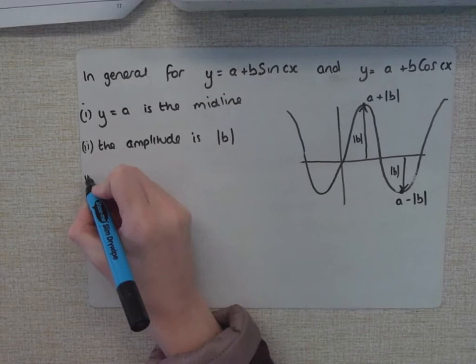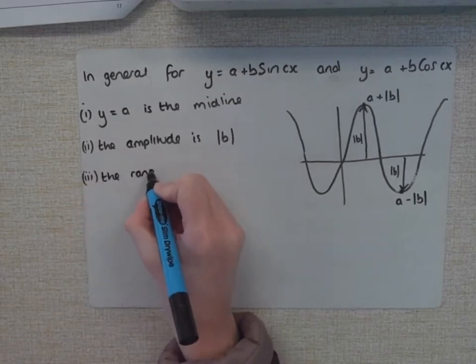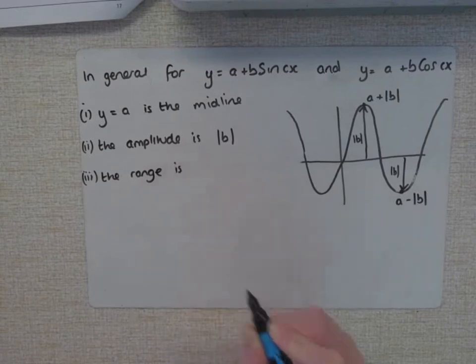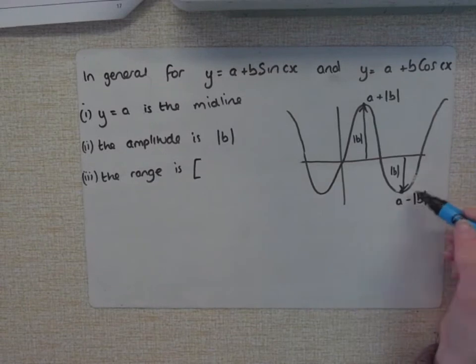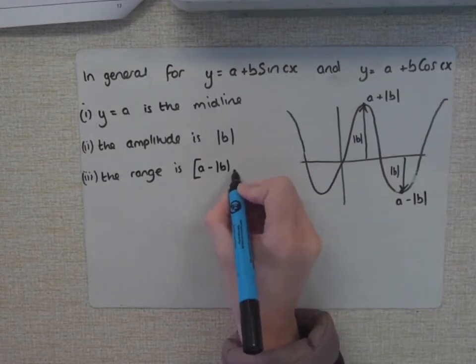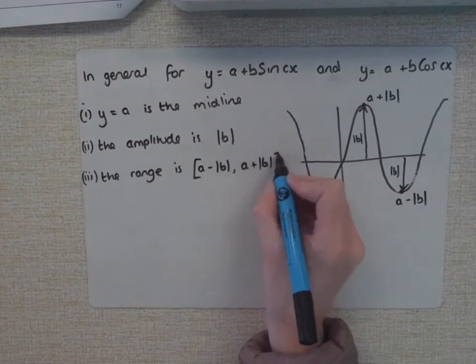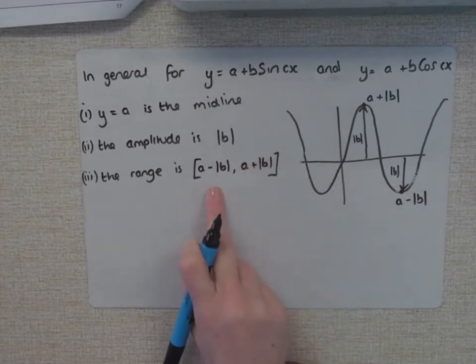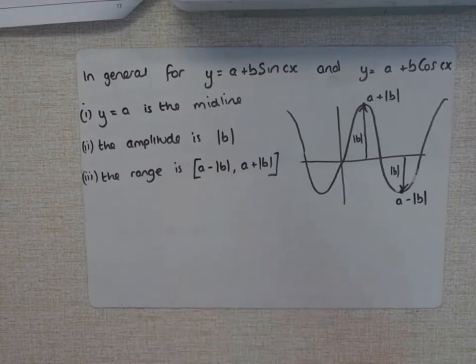What would the range be? The range is the highest to the lowest. Yeah, lovely. So this to this, you're going to start with the lowest value. A minus the absolute value of b and a plus the absolute value of b.